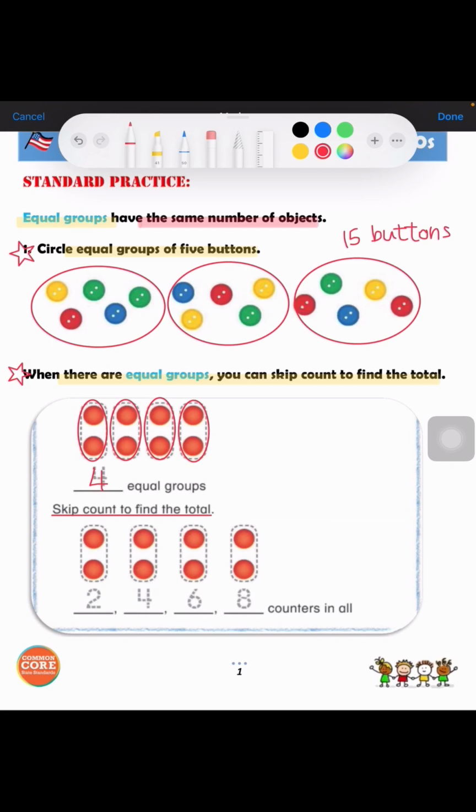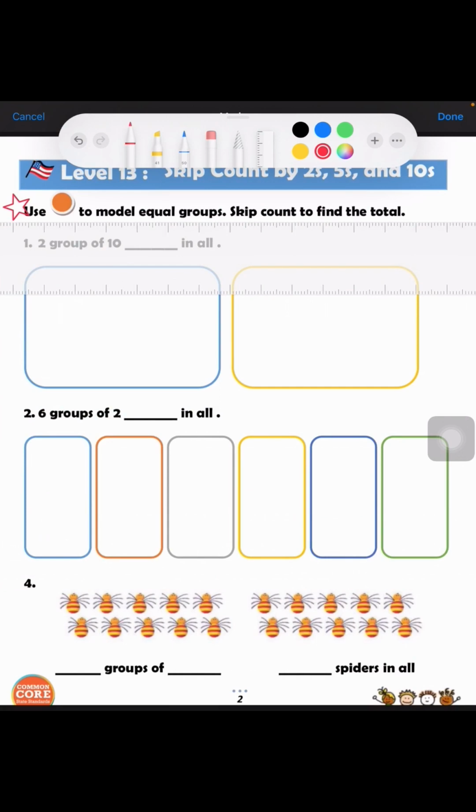2 balls in a group, so we can use skip counting by 2 to find the total. 2, 4, 6, 8. So the total number of balls is 8. Okay, now let's move on to page 2. Use the circle to model equal groups. Skip count to find the total.